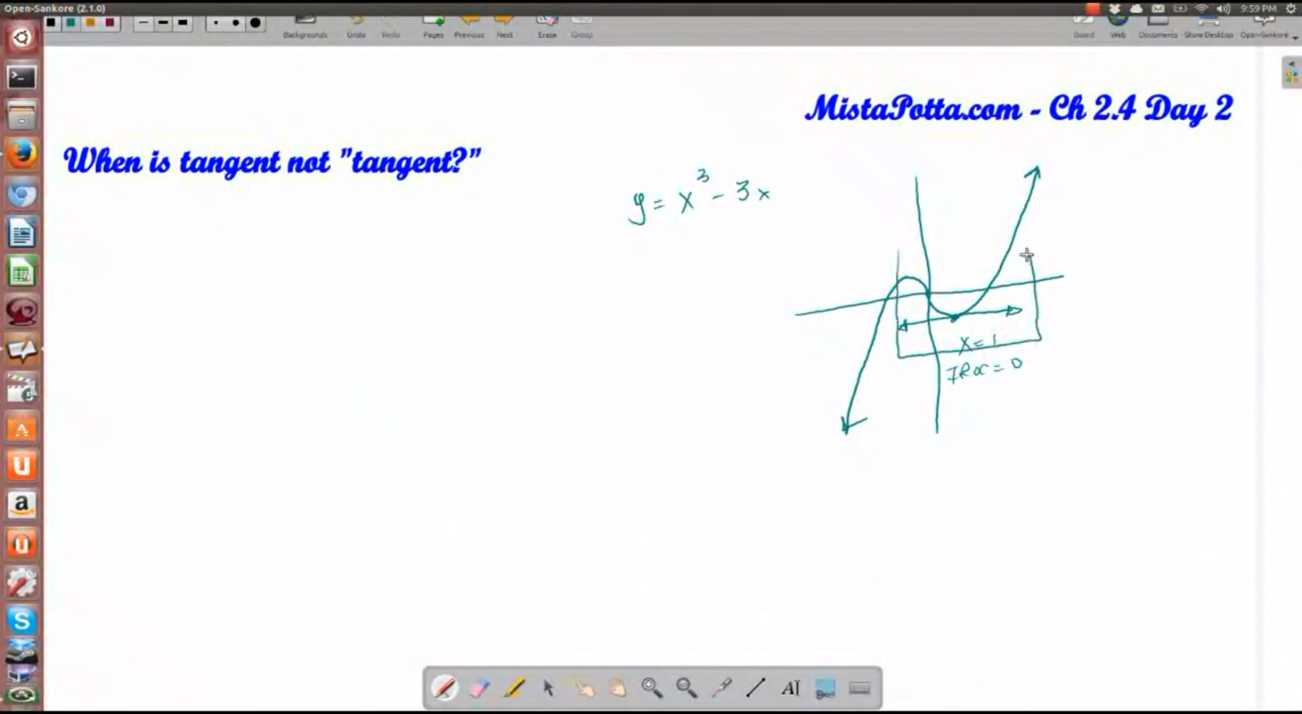And if all I was looking at was a really small window, I would have no problem with that. But because I know that my curve goes to positive and negative infinity, my tangent line actually pierces the curve in more than one spot. So when we're talking about a tangent line, we're actually talking about a local tangent line.